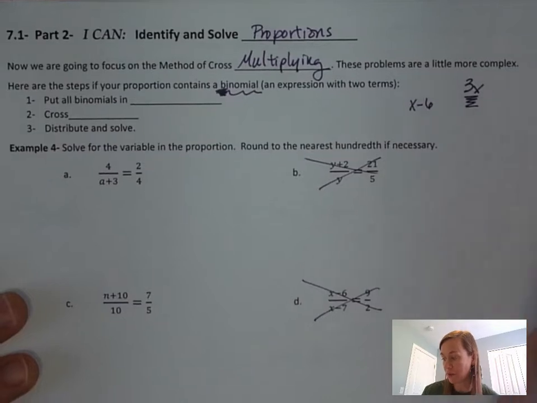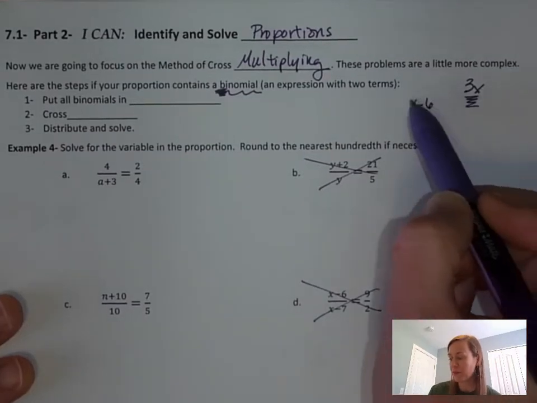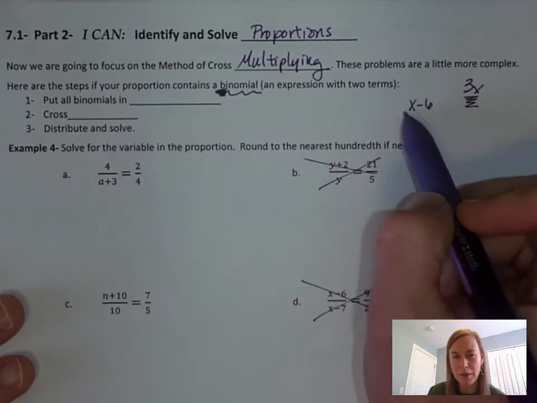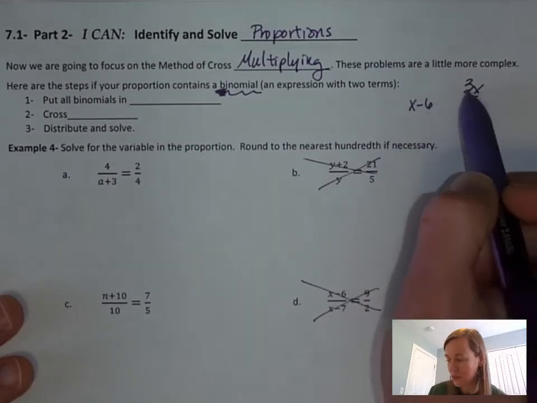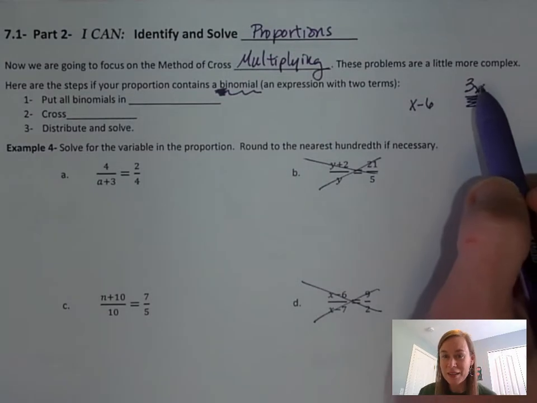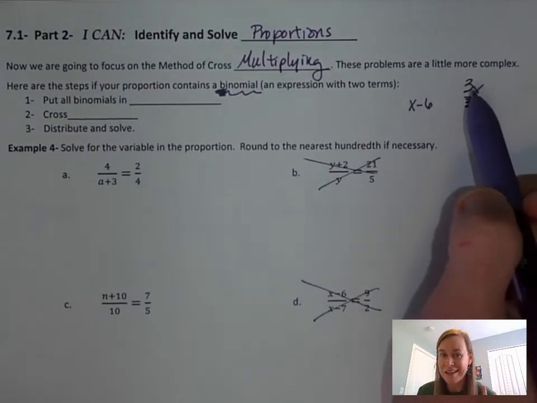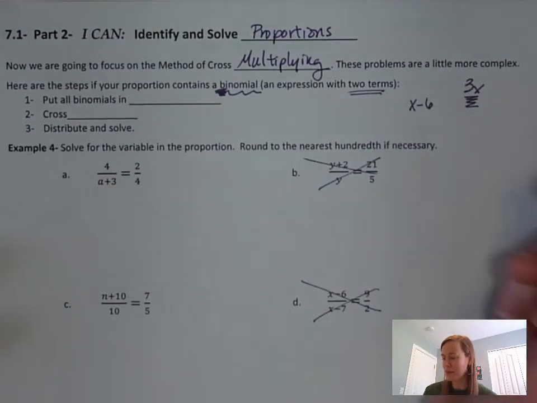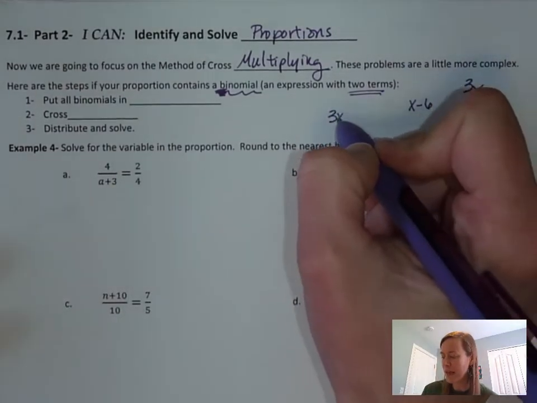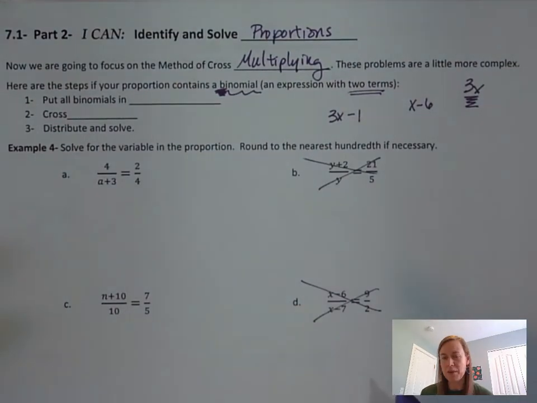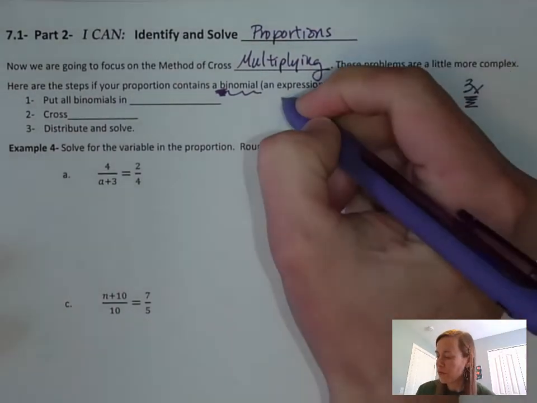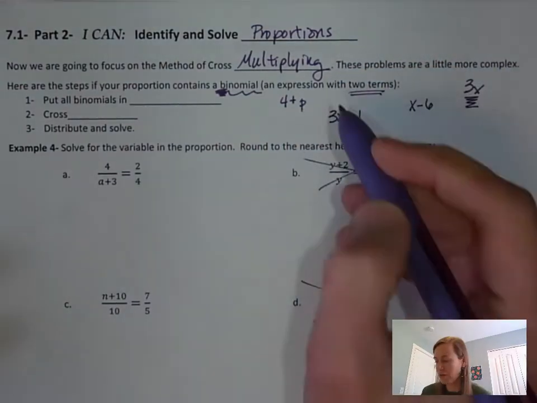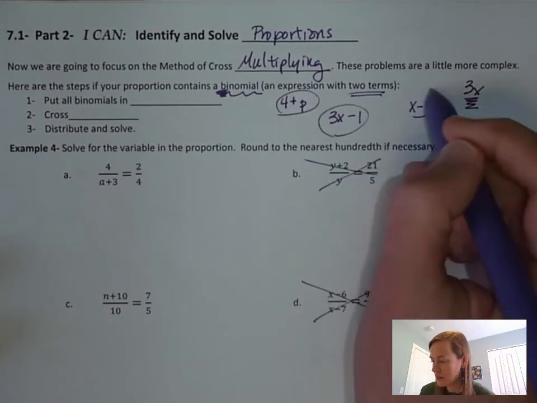This is one term. So an expression with two terms, those two terms have to be separated by a plus or minus sign. If it's just two numbers that are being multiplied together, that's only one term. Again, a binomial is an expression with two terms. So x plus 6 or 3x minus 1, that's a binomial. Or 4 plus p, that's a binomial. All three of these are examples of binomials.